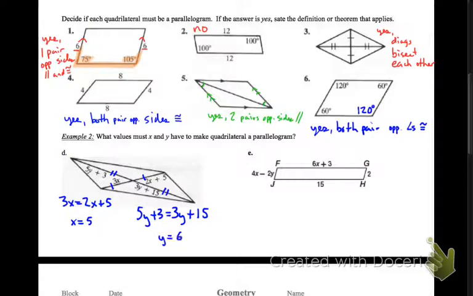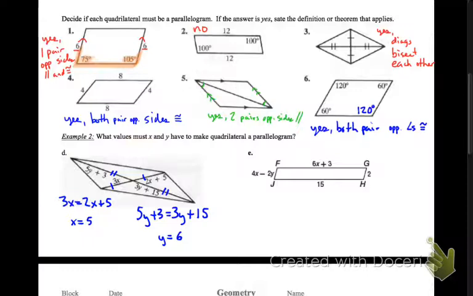x has to equal 5, y has to equal 6. It would be in your best interest to plug these things back in. So if x equals 5, 3 times 5 is 15, 10 plus 5 is 15. Yes, those have to be congruent, and then the same thing here. 3 times 6 is 18, plus 15 is 33, and 5 times 6 is 30, plus 3 is 33. That wasn't very good math, was it? Oh, I don't know what I was just doing. So 33, 33. Yeah, we're good.